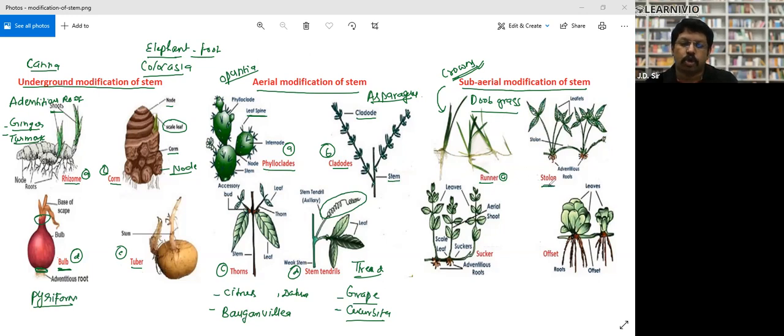Next, B, stolon. They are some curved structures. Their purpose is, suppose there is some brick or rock-like structure, so they will jump. That is called stolon. So they jump from here. They can pass any obstacle, right?